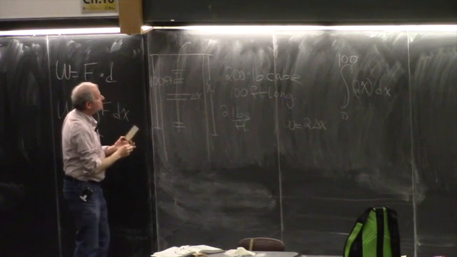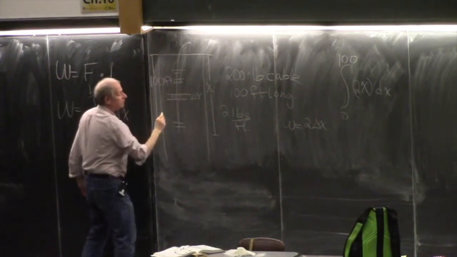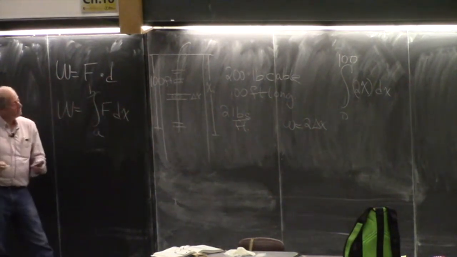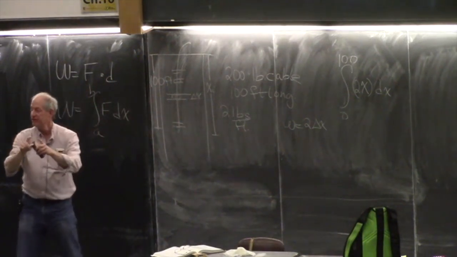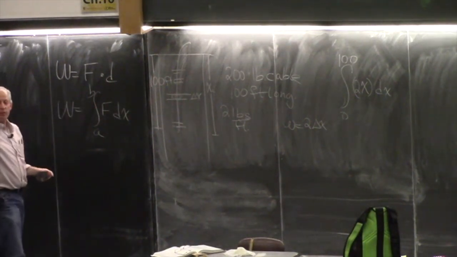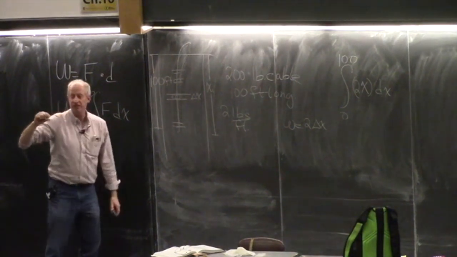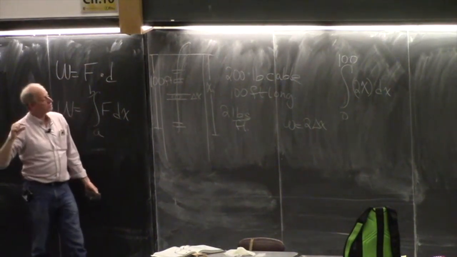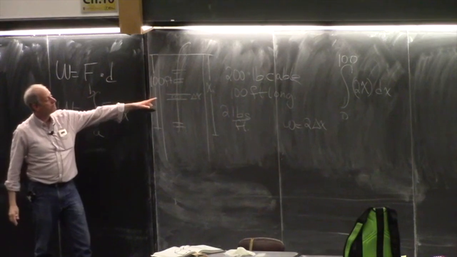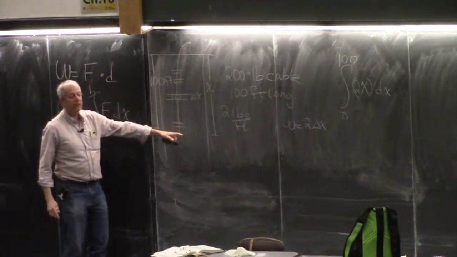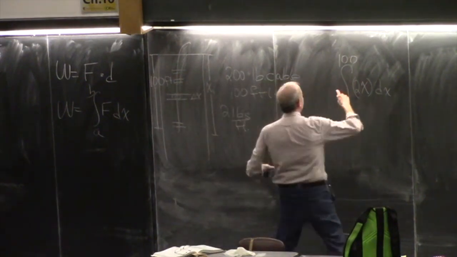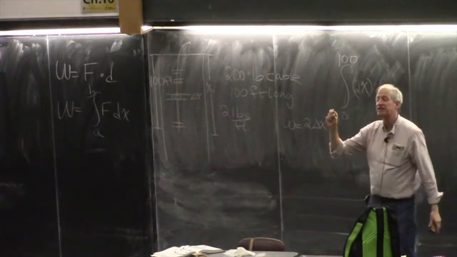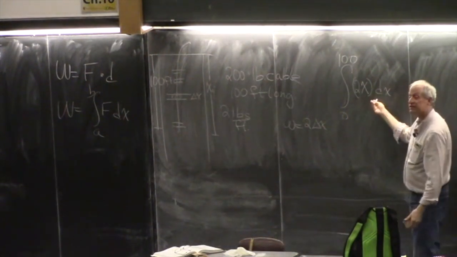So the width of each piece is delta x, and the weight of each piece is 2 times delta x. It's 2 pounds per foot. And the width of each piece is delta x feet. We're going to use calculus to do the delta x part, and then we lift them each some amount of x. So we let delta x get infinitesimally small in terms of the dx.